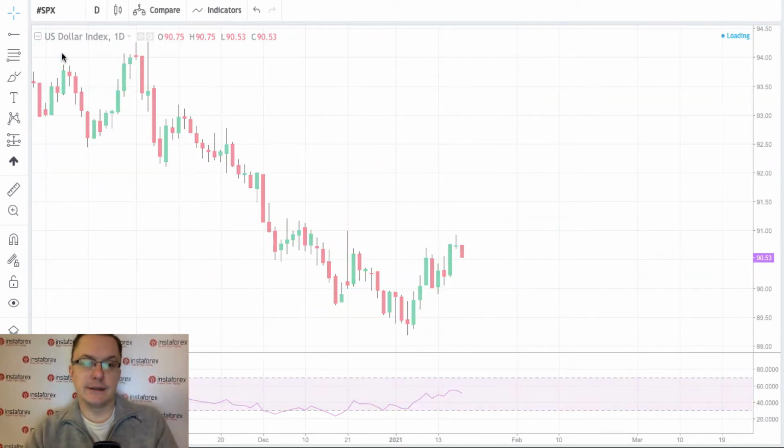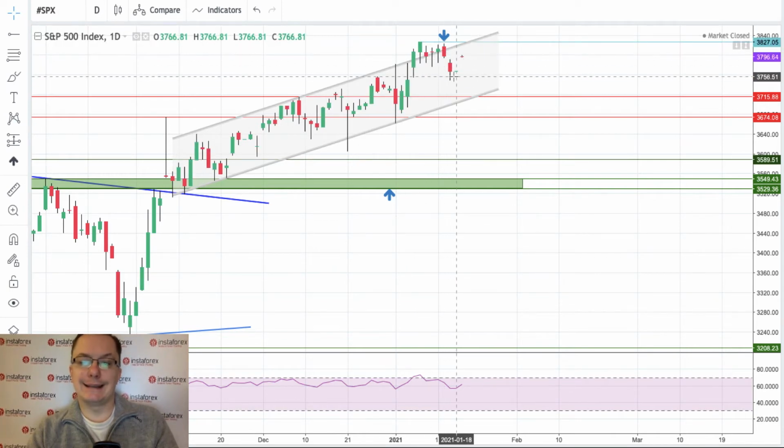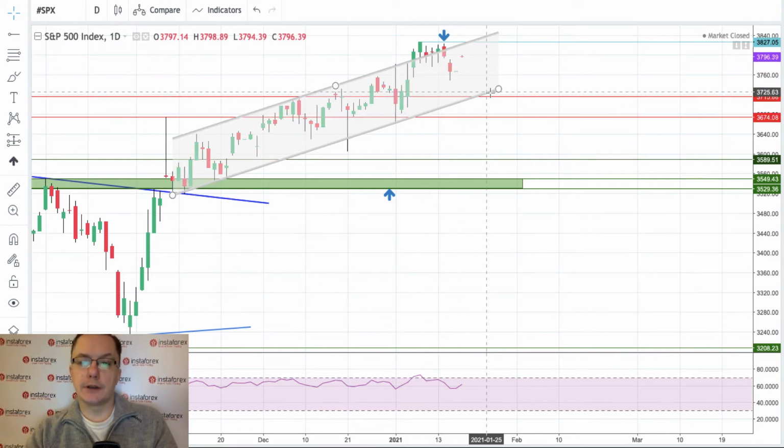S&P 500. Let's take a look at this. As you can see, it didn't really rally above 3,827. We just reversed and we are back inside of the channel. Not much volatility, and the immediate support is located at 3,757 points. If we break below this, then the market will test the lower line of the channel around 3,715. So please keep an eye on this technical support as well.